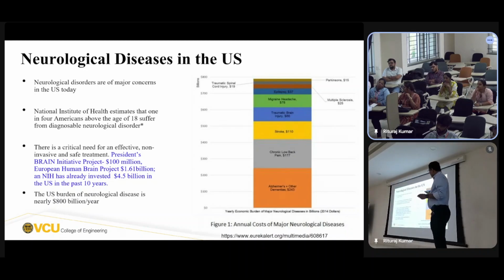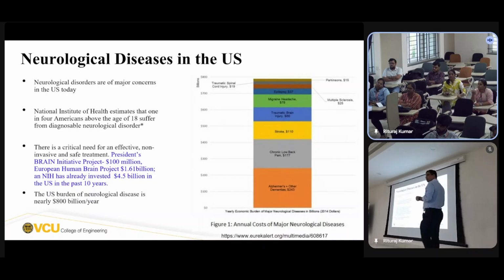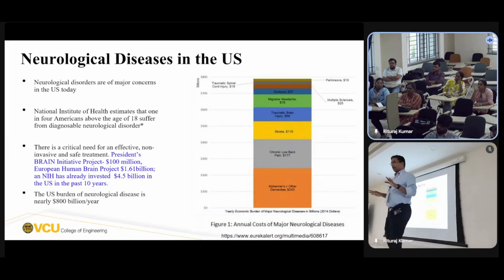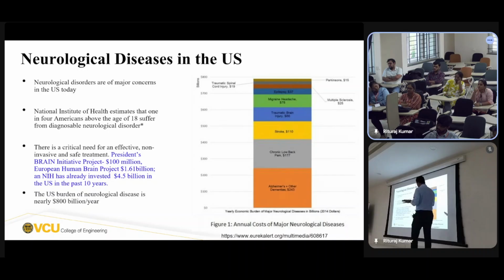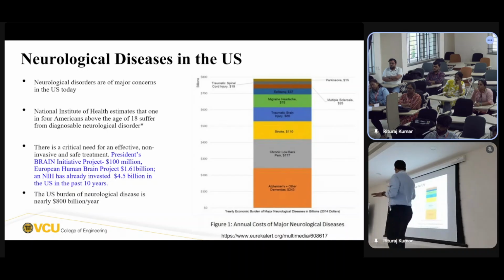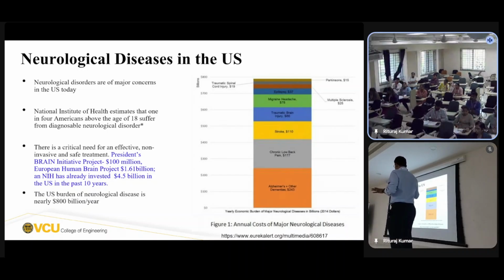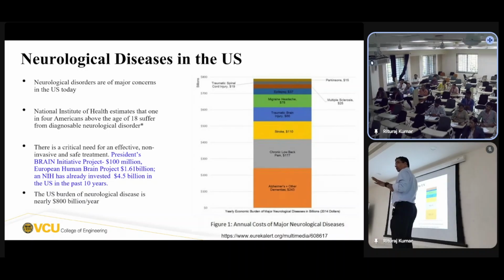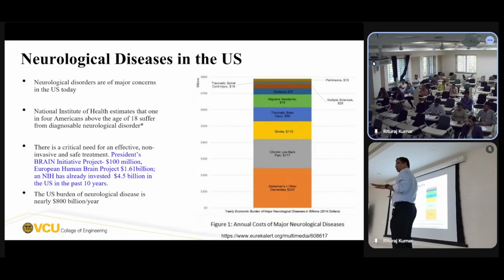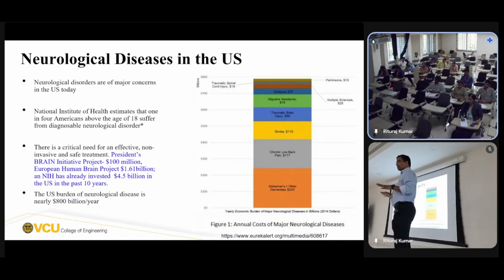And especially when COVID hit, when people were stuck at home, that amplified the psychiatric conditions even more. Just to give you a picture in terms of numbers, in the US alone, 1 in 4 adults above the age of 18 have some diagnosable psychiatric or neurological condition.